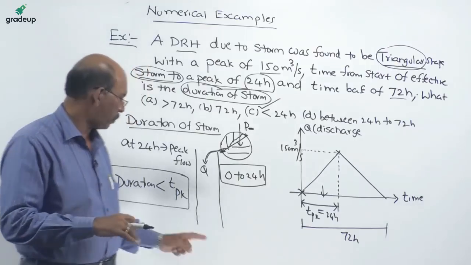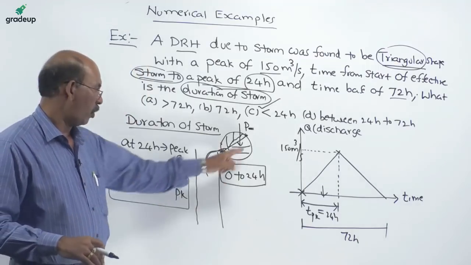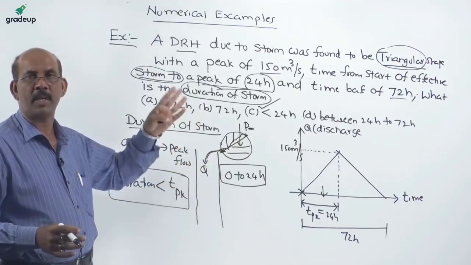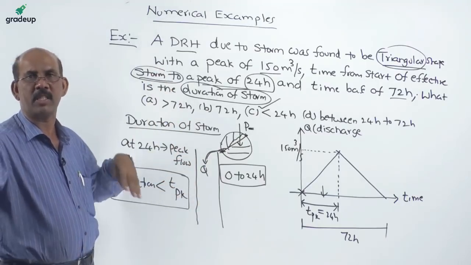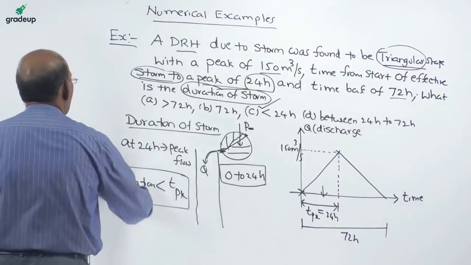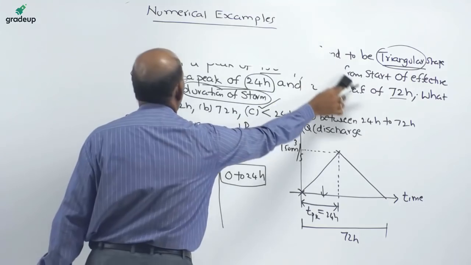Hope you understood this particular concept. The flow takes some time to reach the river and peak. After the rain stops, after some time we will see the maximum flow in the river. Coming to the second question.